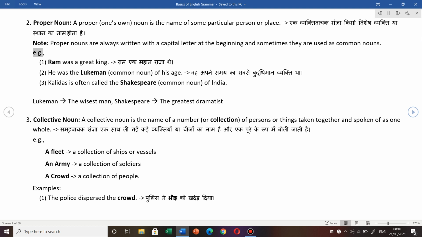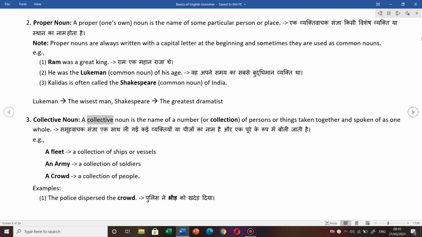For example, Ram was a great king. He was the Lukesman, common noun, of his age. Kalidas is often called the Shakespeare, common noun, of India. A Lukesman the wisest man, Shakespeare the greatest dramatist.